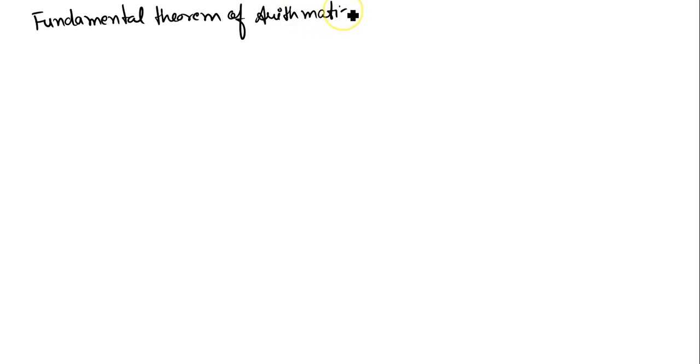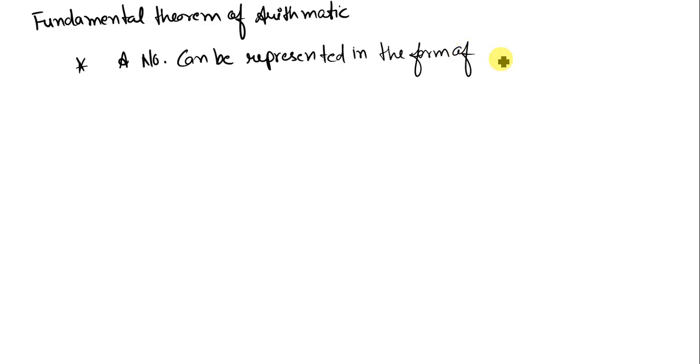Before we move further to find out the proof that we can say whether it is a rational or an irrational number, we need to understand what the fundamental theorem of arithmetic is. Okay, the fundamental theorem of arithmetic says that a number can be represented in the form of a product of prime numbers. Let's take an example.